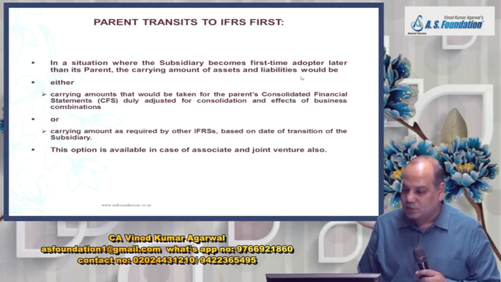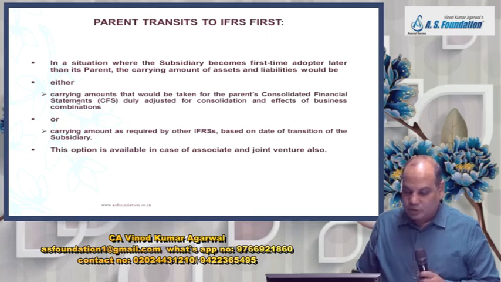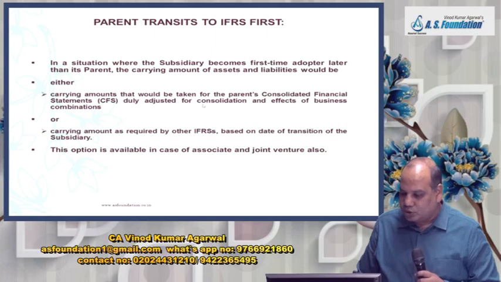Where the subsidiary becomes first time adopter later, the carrying amount of the assets and liabilities would be either, now here there is a choice given to you, either carrying amount that would be taken for parent's consolidated financial statement duly adjusted for consolidation and effects of business combination. Now I'll go to the previous diagram.